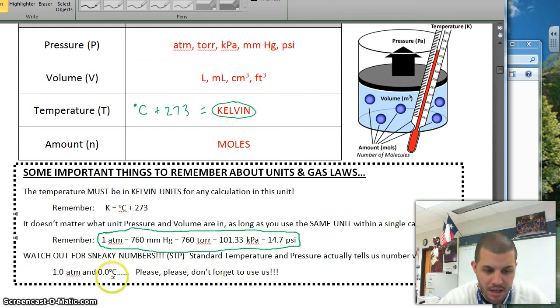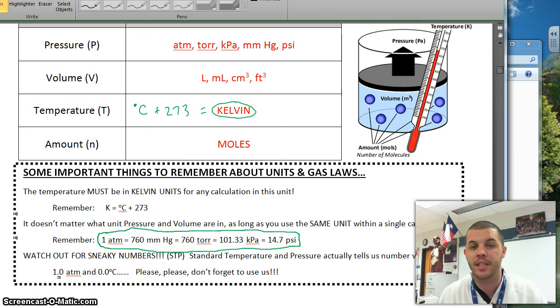And lastly, STP. STP tells us that we are dealing with 1 atmosphere and 0 degrees Celsius. So if a problem says we're at STP, you know the pressure already is 1 atmosphere. You know the temperature already is 0 degrees Celsius. Those are some things that you'll see in this unit, so get ready for awesomeness.